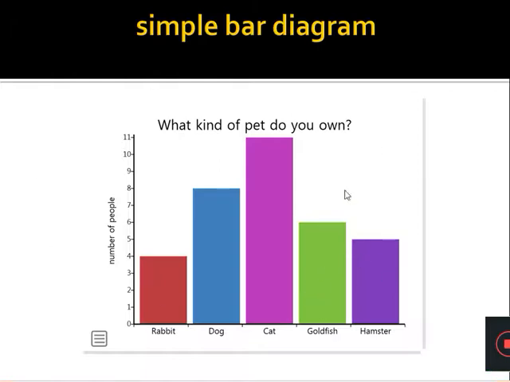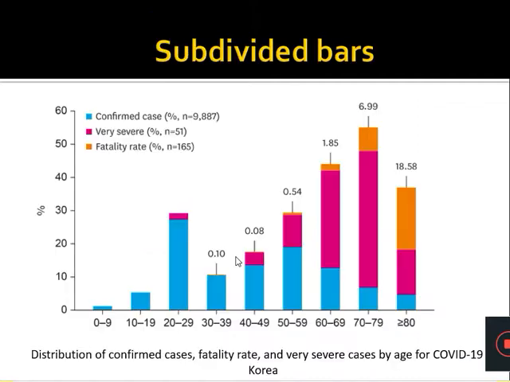So, here we represent only a single variable, that is the number of animals of each kind or the number of people who keep pets. Okay. So, this is a simple bar diagram. Then next is a subdivided bar diagram.